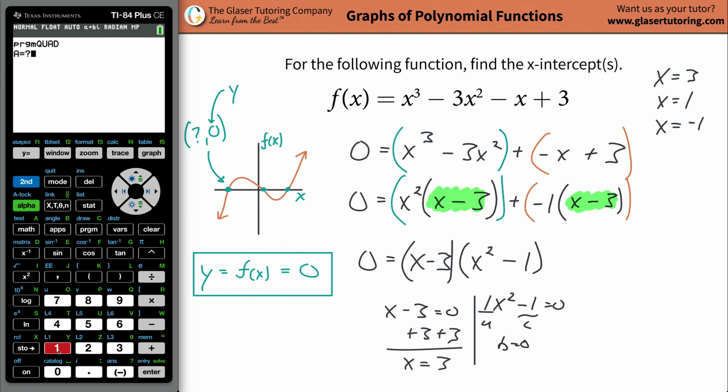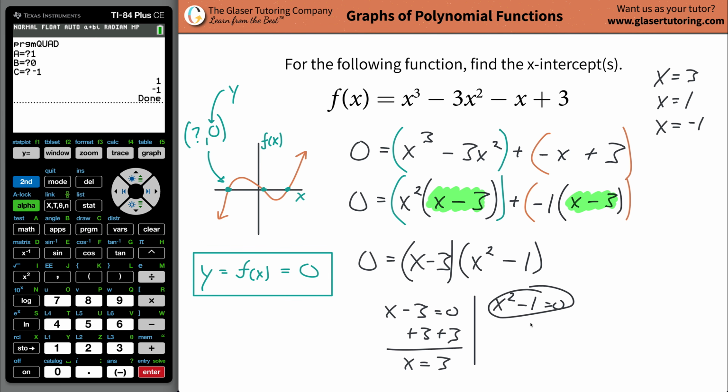So plug in a is 1, b is 0, c is going to be negative 1. Hit enter. Bada bing, bada boom, right? There it is, 1 and negative 1. That's what we said it should have been logically. Okay, so the calculator is also telling you the same thing.